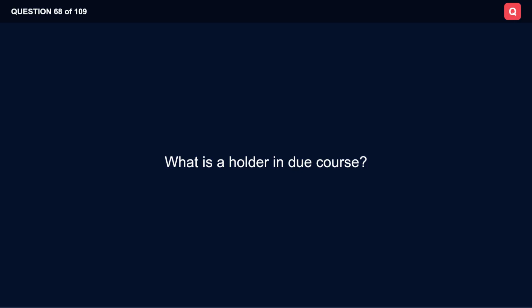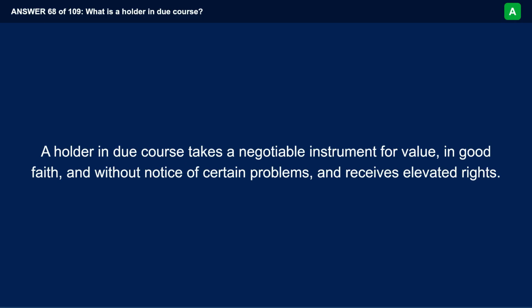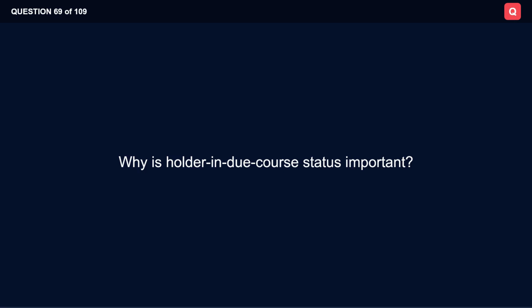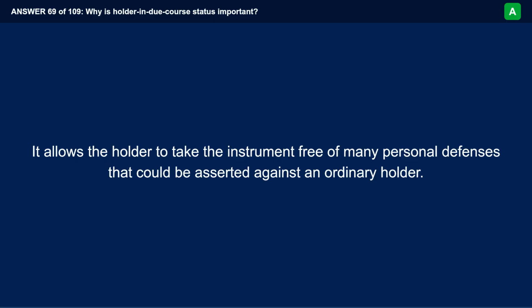What is a holder in due course? A holder in due course takes a negotiable instrument for value, in good faith, and without notice of certain problems, and receives elevated rights. Why is holder in due course status important? It allows the holder to take the instrument free of many personal defenses that could be asserted against an ordinary holder.